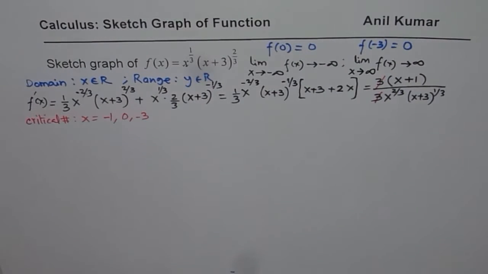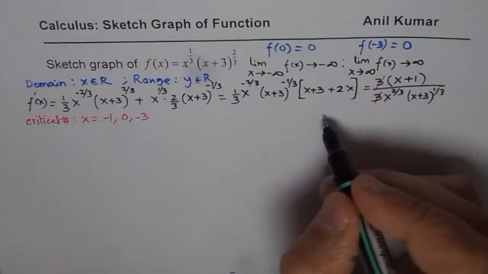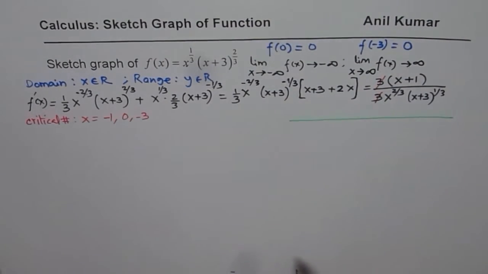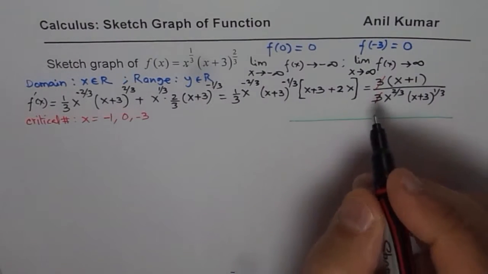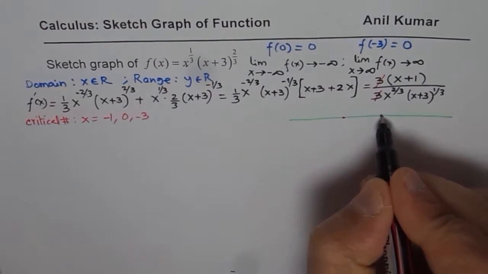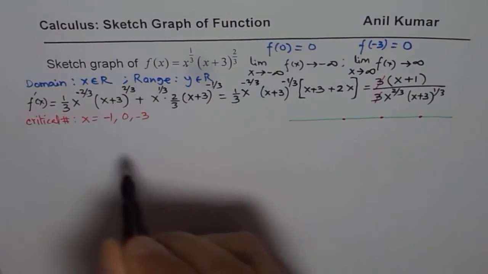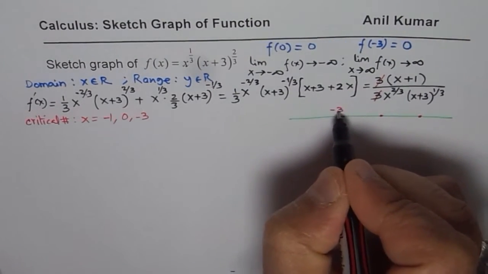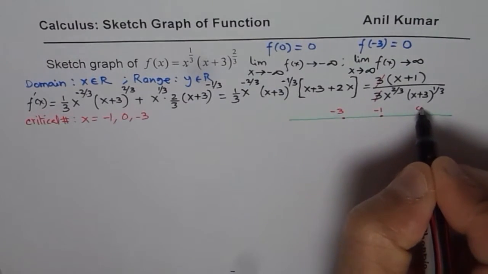To analyze the critical numbers, let me draw a number line. I'm squeezing in so much information here since I know we have very limited space to work with, as always, but I think I'll give you all the details to solve this question. This is extremely difficult and important. So minus 3, minus 1, 0. Let me write minus 3 here, minus 1 and 0.